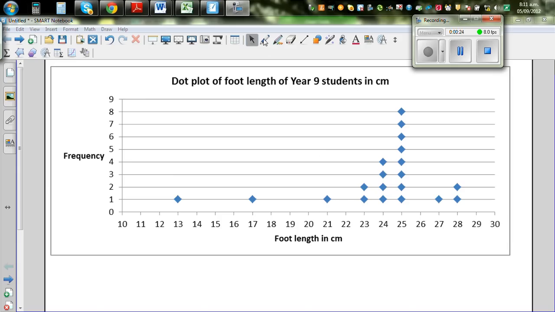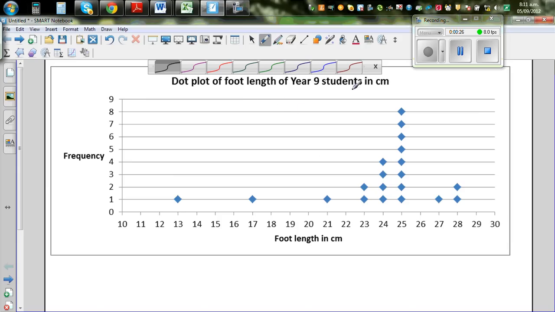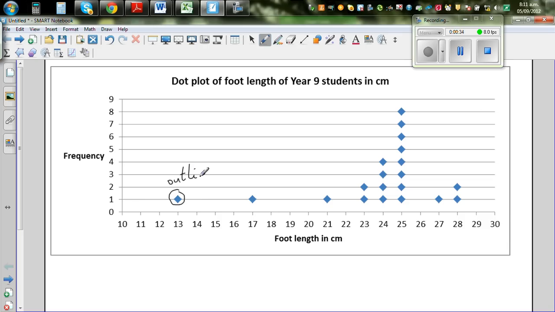So I told you that dot plot is a good graph to talk about outliers. So this is an outlier. This seems to be an outlier or extreme value. This and this both seem to be outliers. Okay, so these are outliers or extreme values. So here you can talk about outliers, extreme values and clusters. So this is called a cluster.